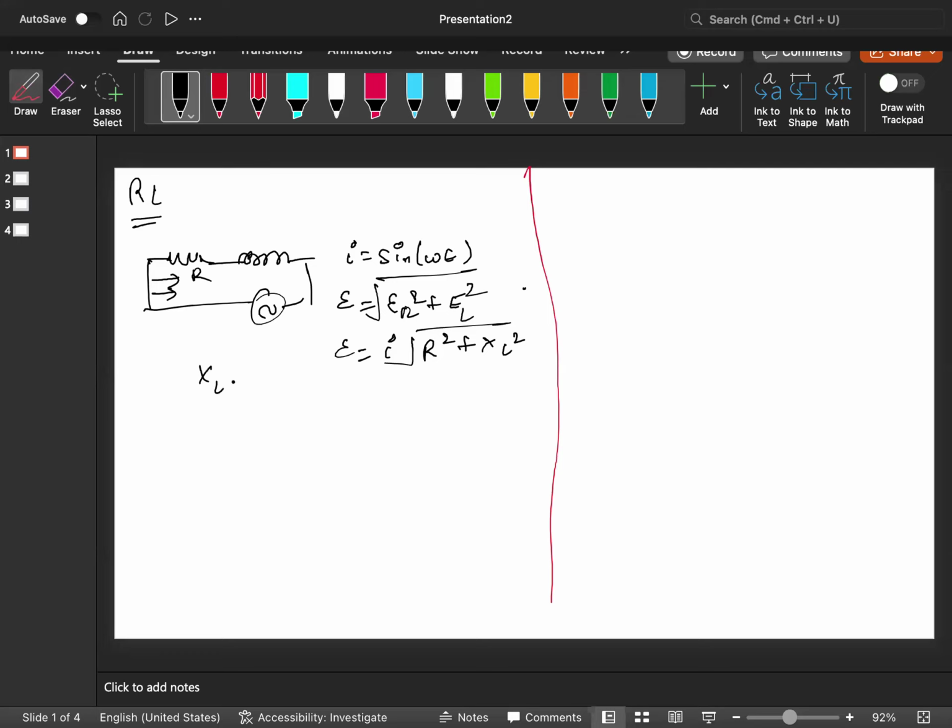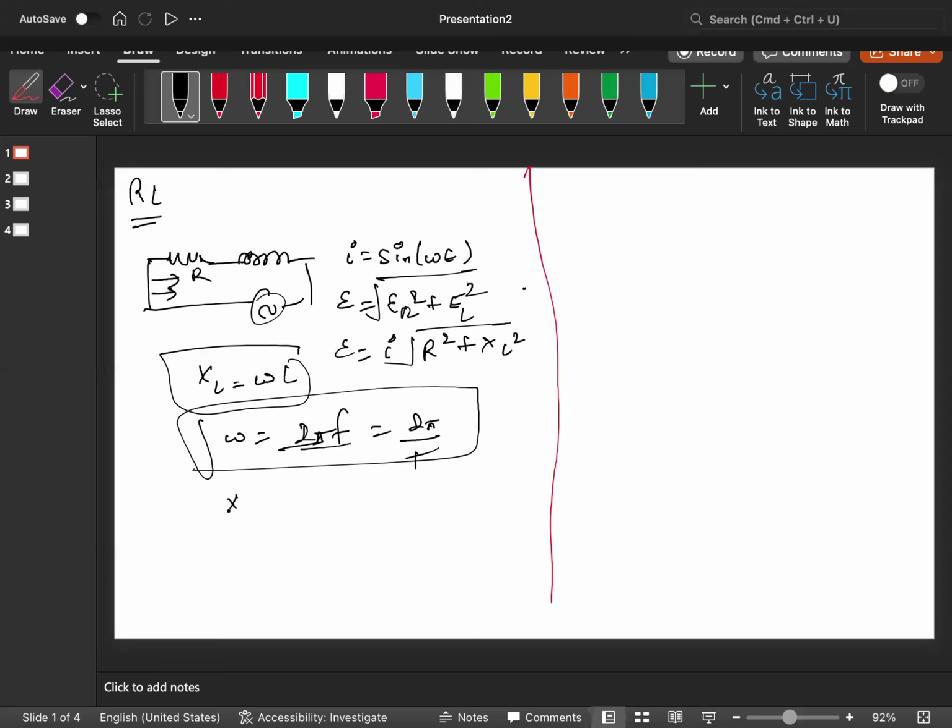And we also know XL is equal to omega times L. What is omega? Omega equals 2 pi F, or you can also say 2 pi by T. Clear? So this XL can also be written in two ways.